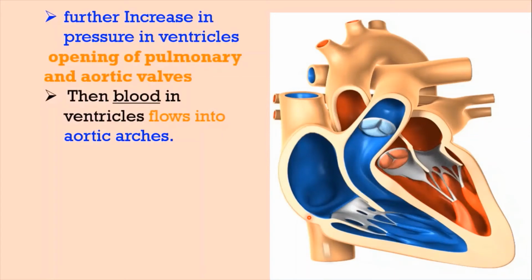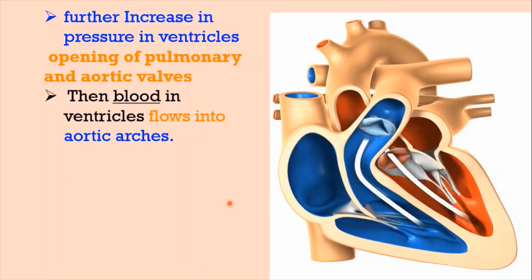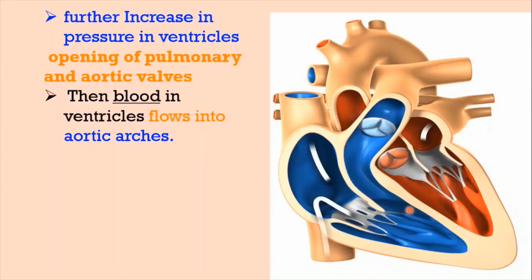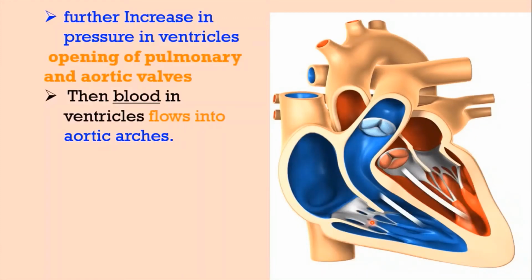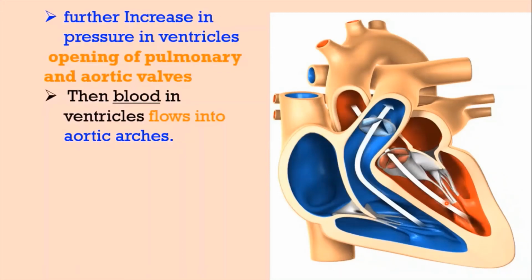Let's observe the important points in ventricular systole. At the beginning of ventricular systole, the AV valves are closed, producing the sound lub. The semilunar valves, pulmonary and aortic valves, are open. Consequently, the blood from ventricles flows into aortic arches. In other words, during ventricular systole, pressure in the ventricles increases. The increase in ventricular pressure causes the closure of AV valves and opening of semilunar valves. At the end of ventricular systole, blood from the ventricles flows into aortic arches.